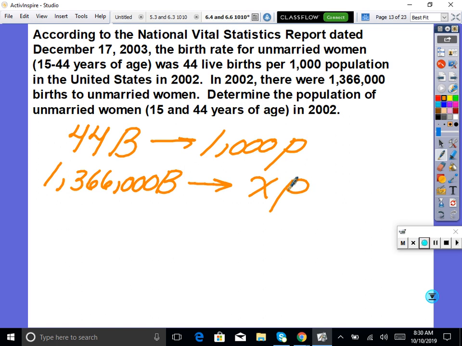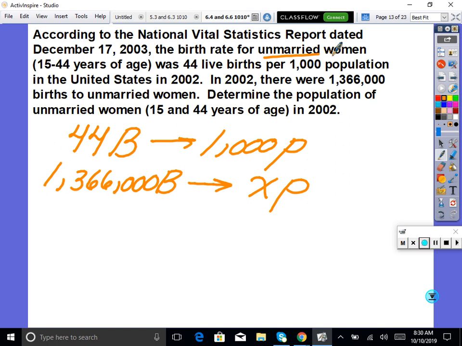Now, I know people these days could get offended over this story problem. Like, I could see people being like, who cares if they're unmarried? I don't care. You can give birth to children all day long. So I didn't make this problem up. I just got it out of a book. So don't write me up. Okay. I don't care if you are unmarried or not.